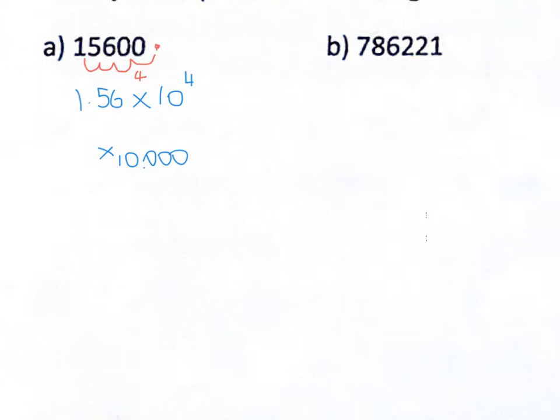For 786,221, the number between 1 and 10 will be 7.86221. And we'll multiply it by a power of 10. To determine how many times, it will be the number of times the decimal point has moved. The decimal point is after the 1, and it's been moved once, twice, 3, 4, 5 times. So the power of 10 is 5.